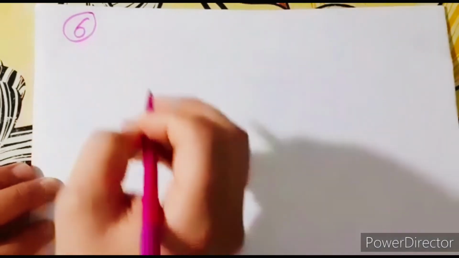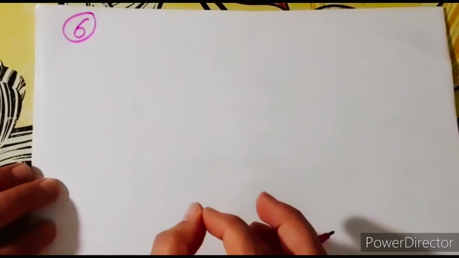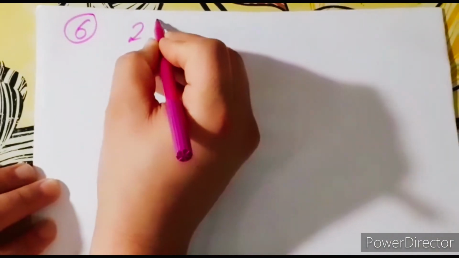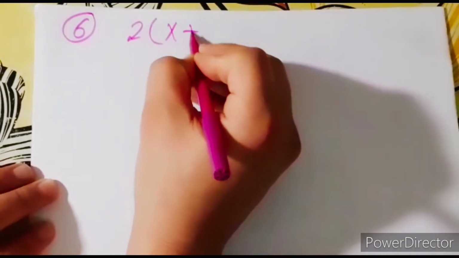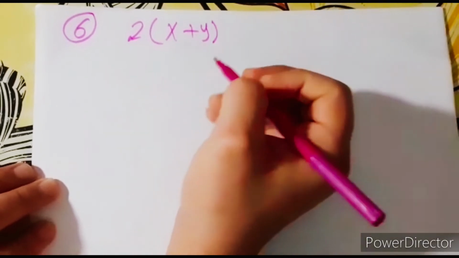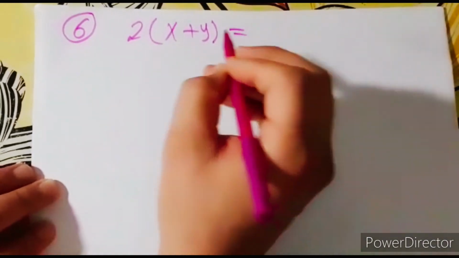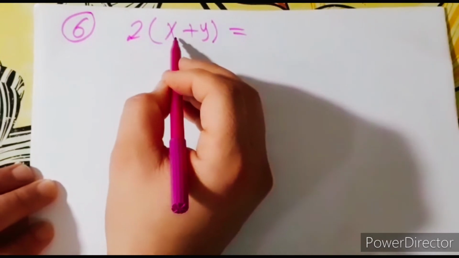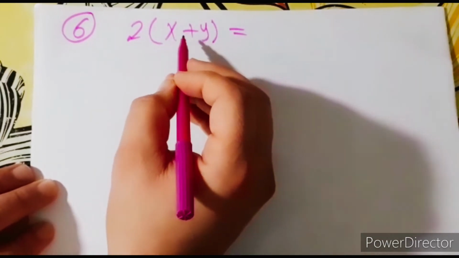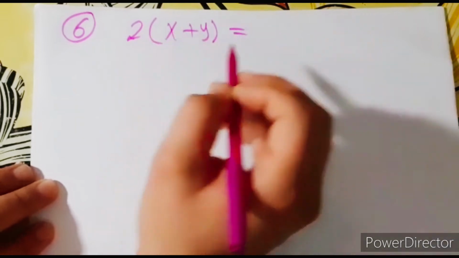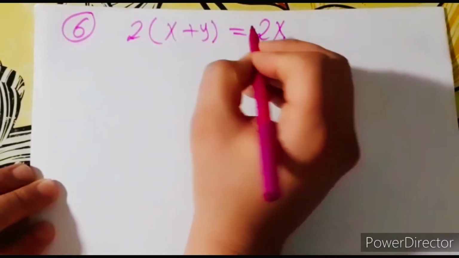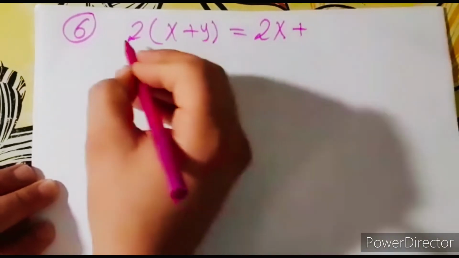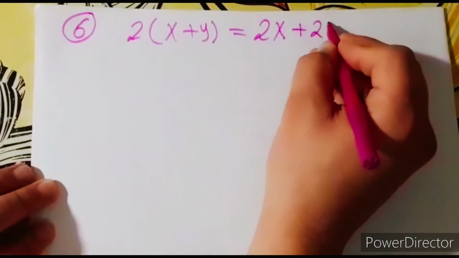Now let's go to the last rule. Rule number 6, distribution property. 2 multiplied by x plus y. Now we can distribute the number 2 to all terms in the bracket. So we multiply 2 times x, 2x, the same sign plus 2 multiply y equals 2y.